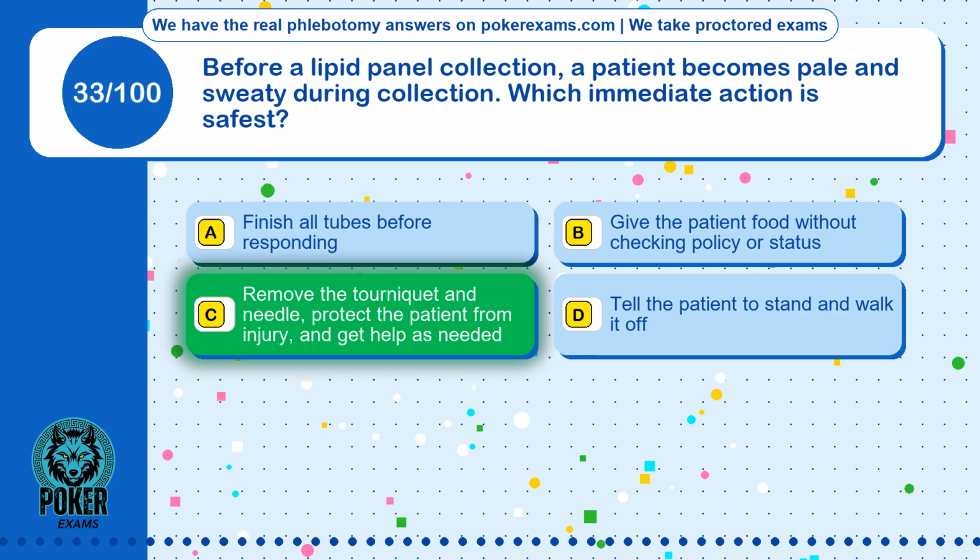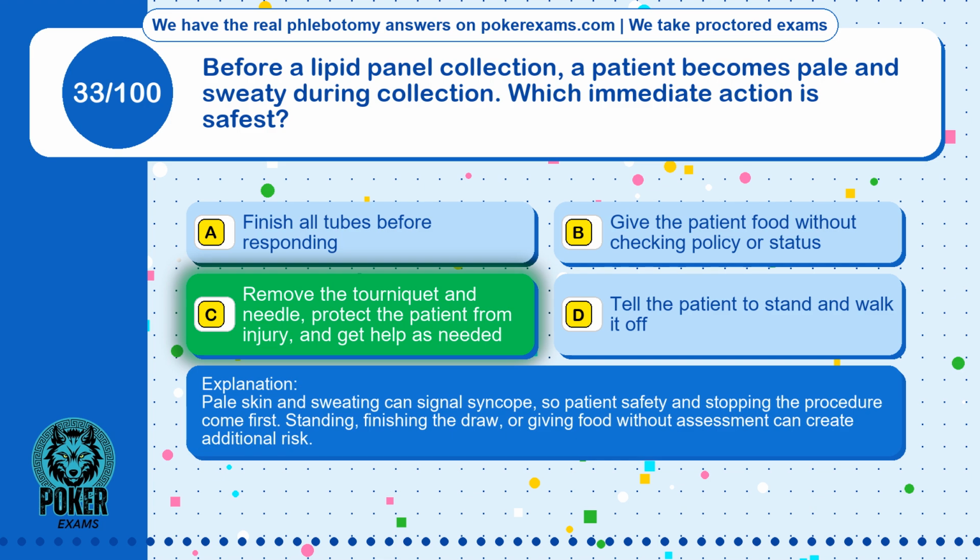The correct answer is option C. Remove the tourniquet and needle, protect the patient from injury, and get help as needed. Pale skin and sweating can signal syncope, so patient safety and stopping the procedure come first. Standing, finishing the draw, or giving food without assessment can create additional risk.